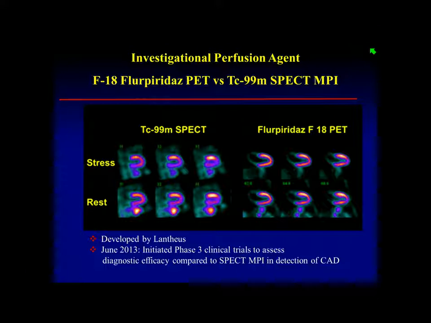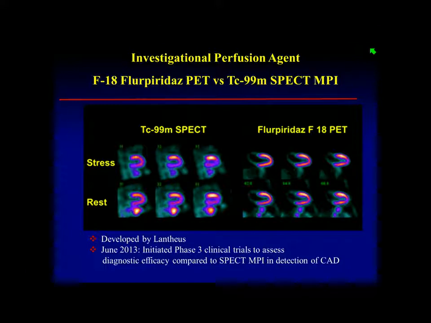Also, investigational-wise, if you think about it in terms of commercialization, really the only compounds that can be commercialized are something that has a bit longer half-life. Or otherwise, you could make it for your own institution, like C11 choline, but you can't really distribute a 20-minute half-life. So right now, Lantheus is actually trying, and they are in third phase development of fluridipaz.